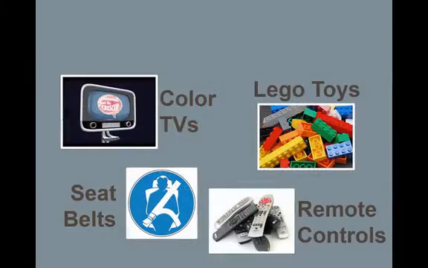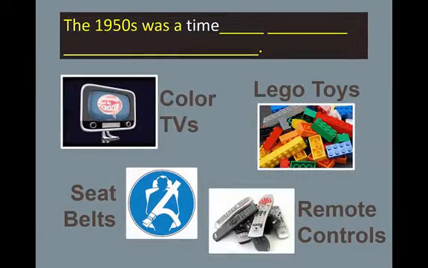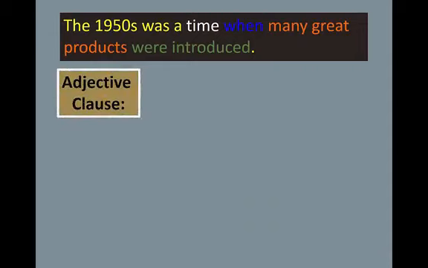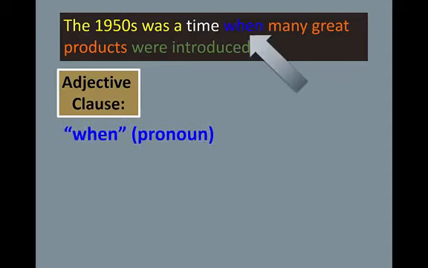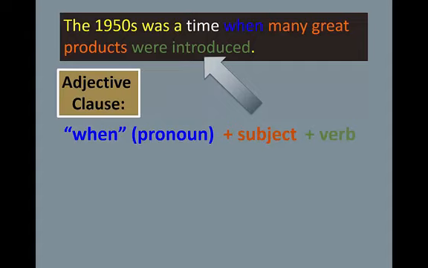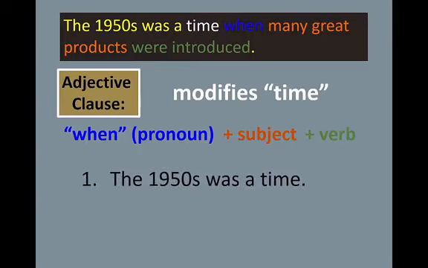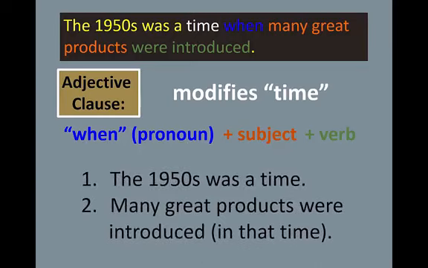Now, do you remember what I said about these images? The 1950s was a time when many great products were introduced. Now let's talk about the adjective clause in this sentence. We have when, the pronoun, plus many great products, the subject, and were introduced, the verb. And this adjective clause modifies time. Now the sentence is basically saying the 1950s was a time many great products were introduced in that time.